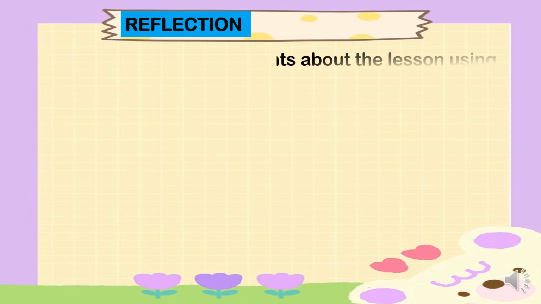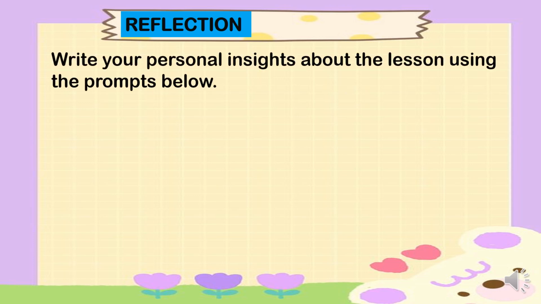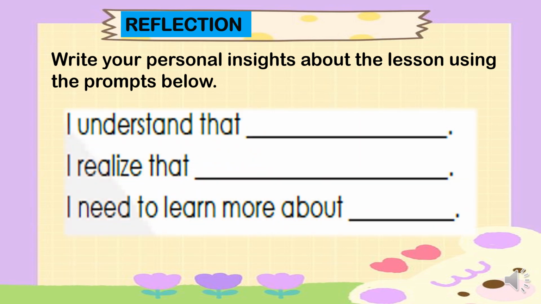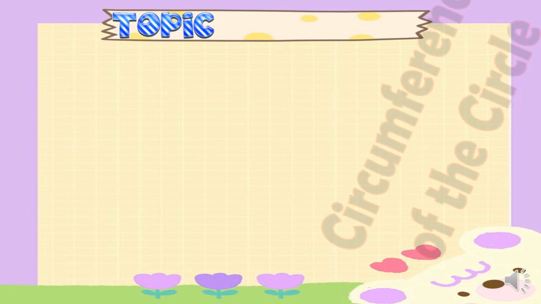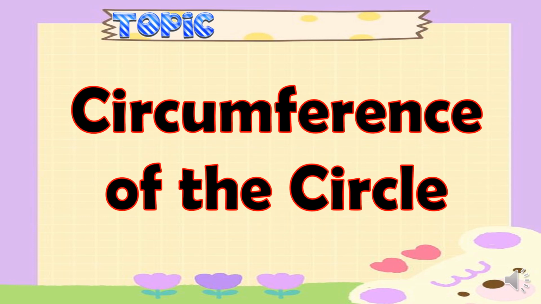Further reflection: write your personal insights about the lesson using the prompts below. I understand that, I realize that, and I need to learn more about blank. And that concludes our topic about the circumference of the circle.